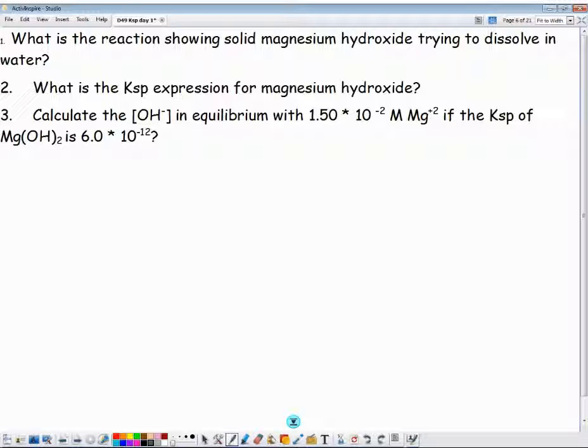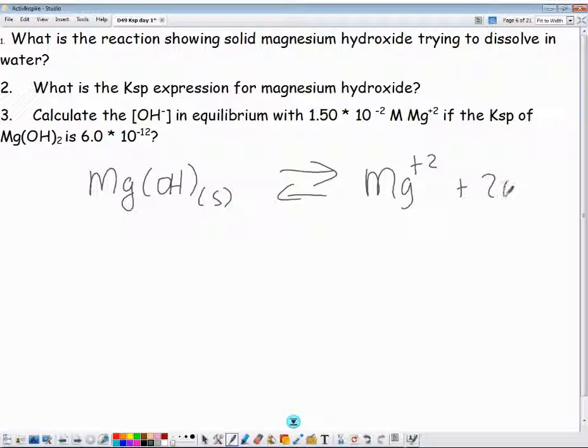All right, what's the reaction showing solid magnesium hydroxide trying to dissolve in water? That's a Mrs. Matney term. You're not going to read it that way. Next time I'll give you the more appropriate verbiage. I'm just trying to get that constant repetition to help you see that all we're talking about here is magnesium hydroxide solid on the left, its ions on the right. Are you seeing that these are all exactly the same when it comes to this part? It's just maybe different coefficients because of different subscripts, but everything else is the same.